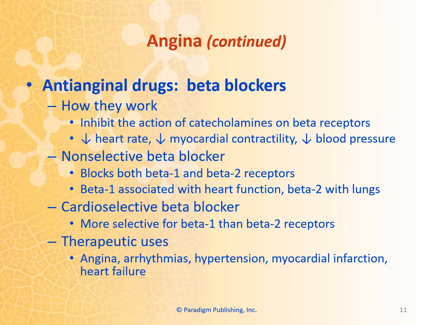The non-selective beta blocker blocks both beta 1 and beta 2 receptors. Beta 1 is associated with heart function, beta 2 is with the lungs. Cardioselective beta blockers are more selective for beta 1 than beta 2 receptors. And the therapeutic uses include angina, arrhythmias, hypertension, myocardial infarction, and heart failure.